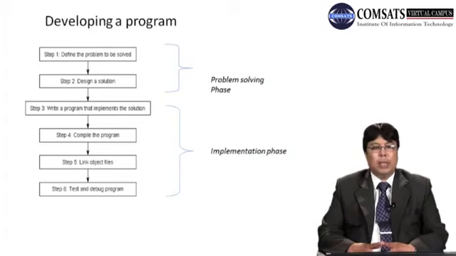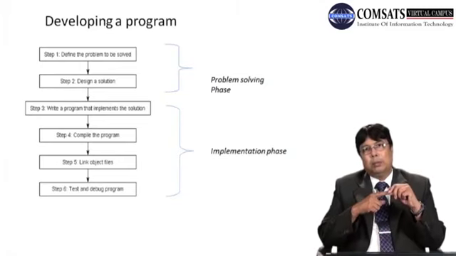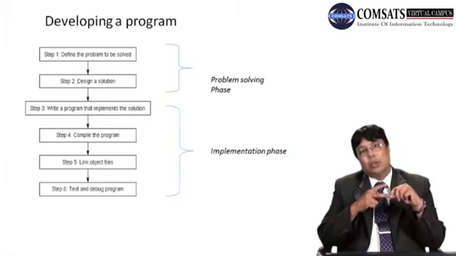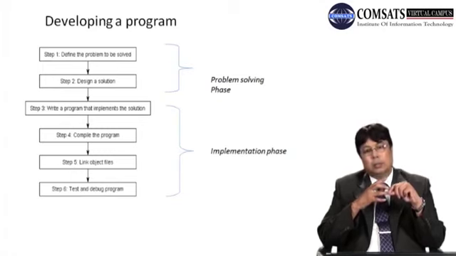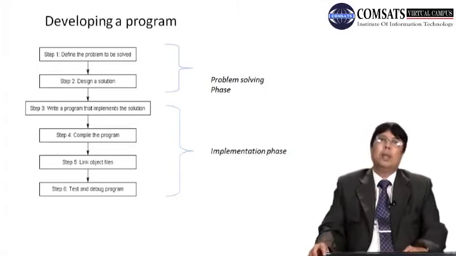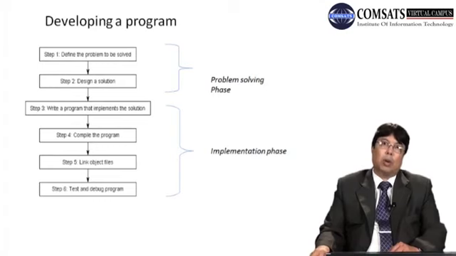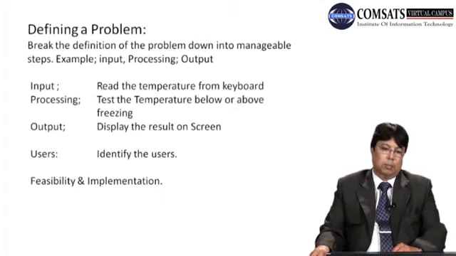So basically we can say that developing a program requires 6 steps. Describe the problem, design the solution, write the code, compile the code, link the code, test and debug your program so that you are sure that your program should run with all eventualities, with all combinations that you have thought of in your coding.